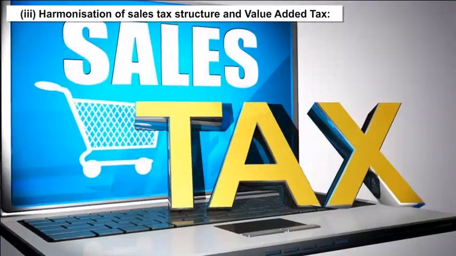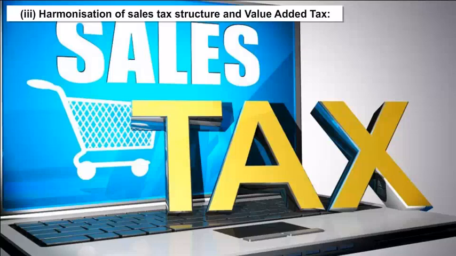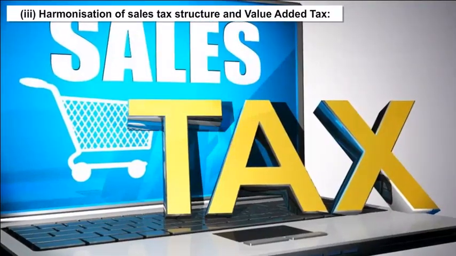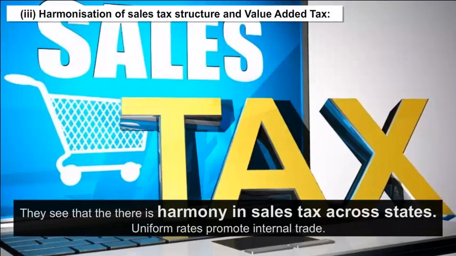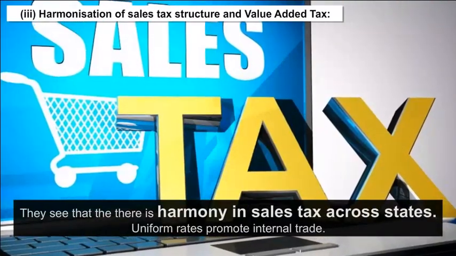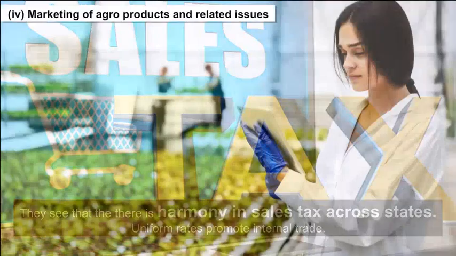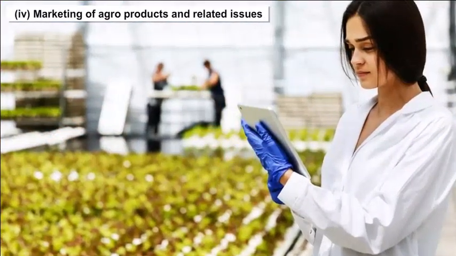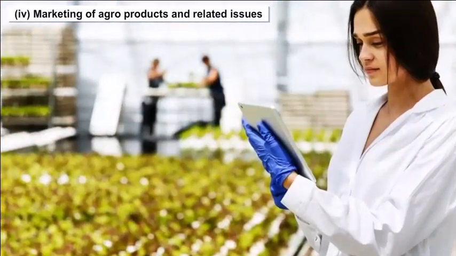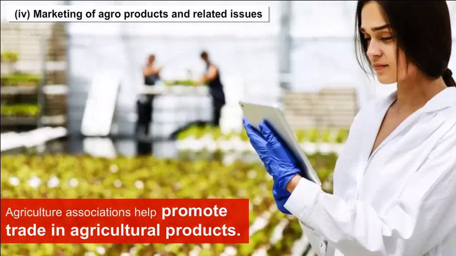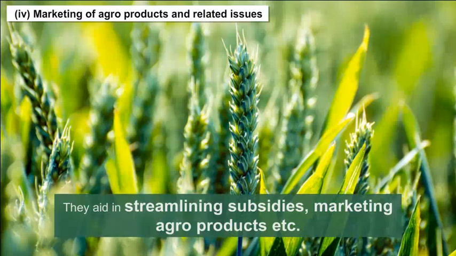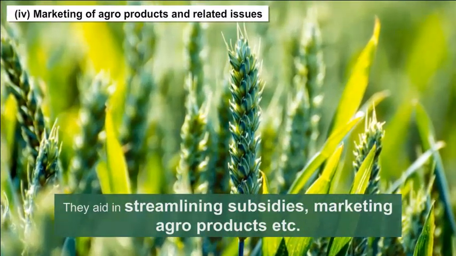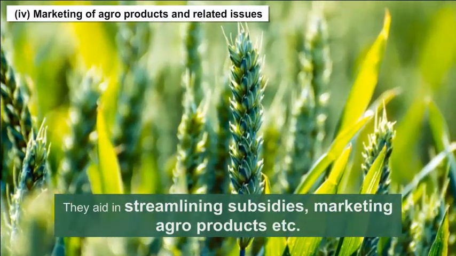3. Harmonization of sales tax structure and value-added tax. They see that there is harmony in sales tax across states. Uniform rates promote internal trade. 4. Marketing of agro products and related issues. Agriculture associations help promote trade in agricultural products. They aid in streamlining subsidies, marketing agro products, etc.